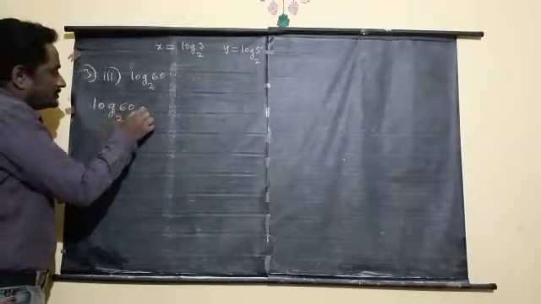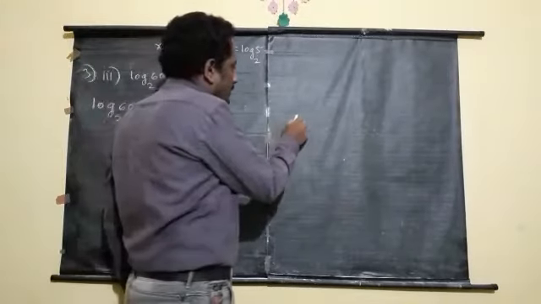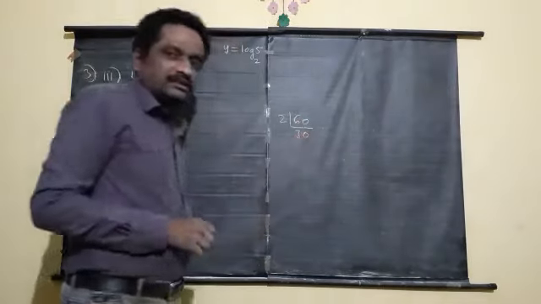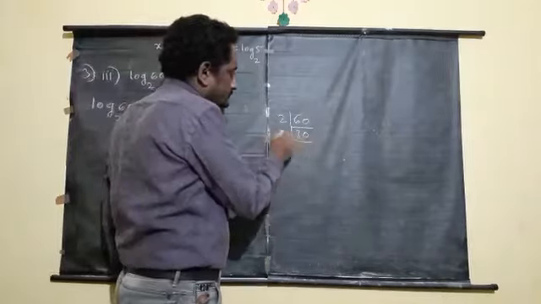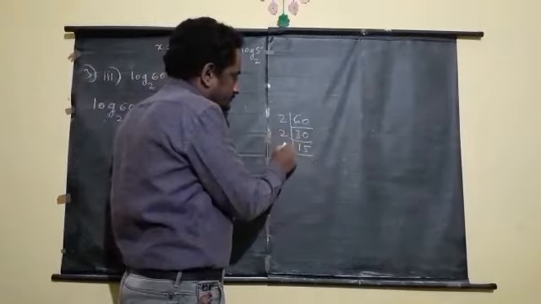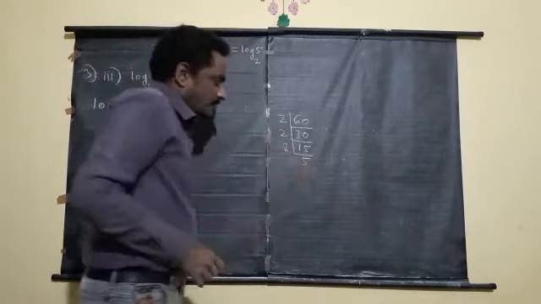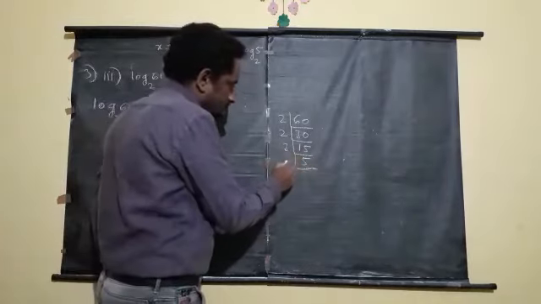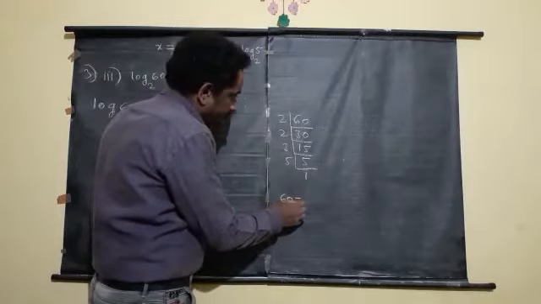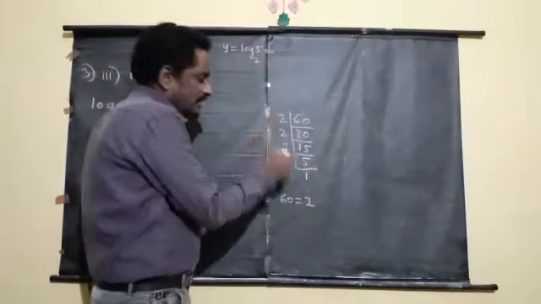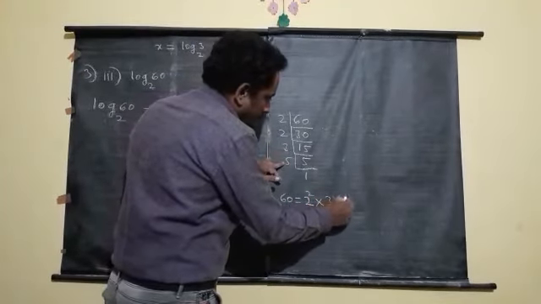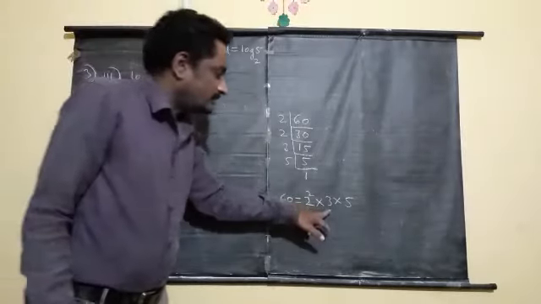Log 60 base 2. We have to find the prime factors of 60. 2 3s are 6, 2 0 is 0, 2 1 is 2, 1 remains 10, 2 5s are 10, 3 5s are 15, 5 1 is 5. So 60 is equal to 2 times 2, that is 2 square into 3 into 5.